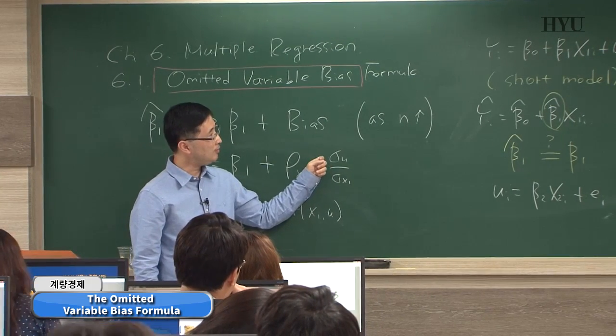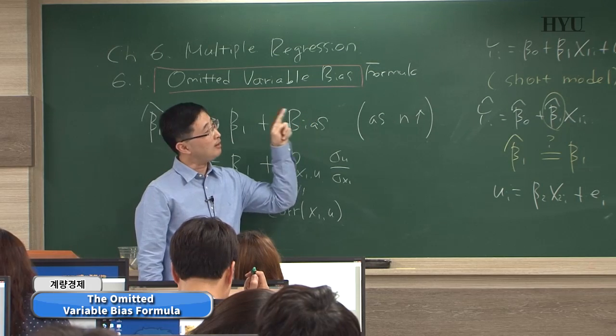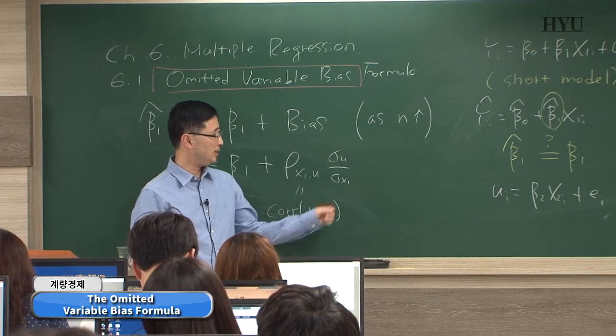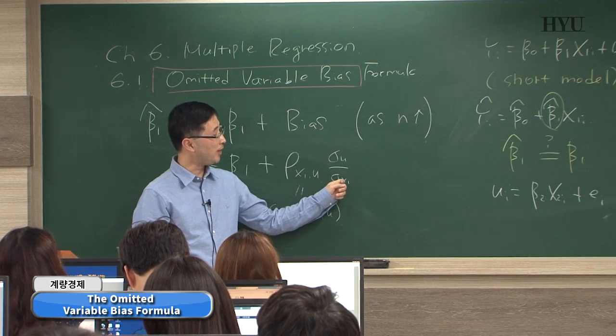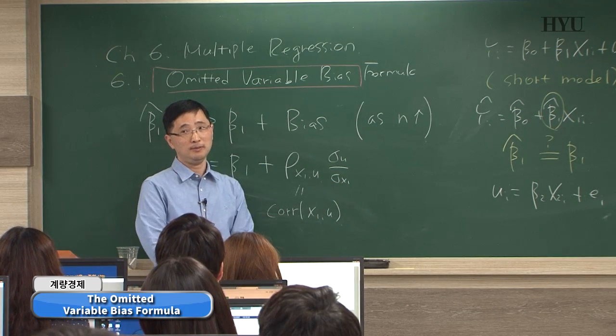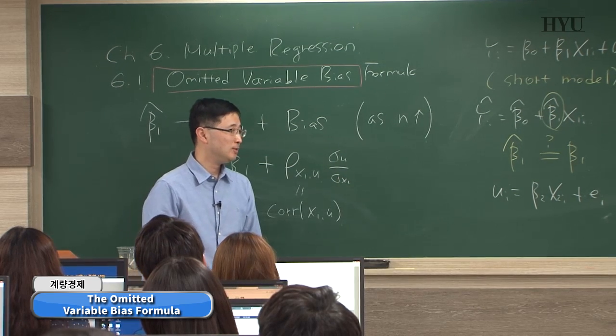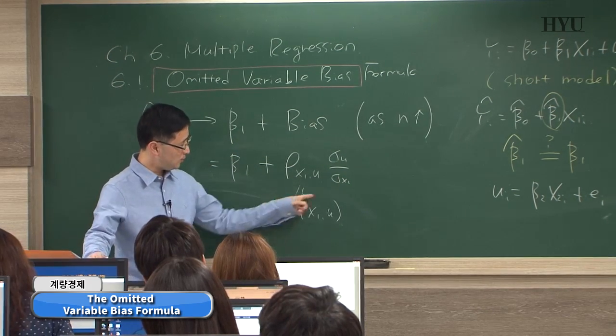Sigma u is the standard deviation of the error of the short model, the error of the regression that I actually used. And this is the standard deviation of x1, the included independent variable. Okay? So this is positive, this is positive. So the sign of the bias only depends on this correlation.